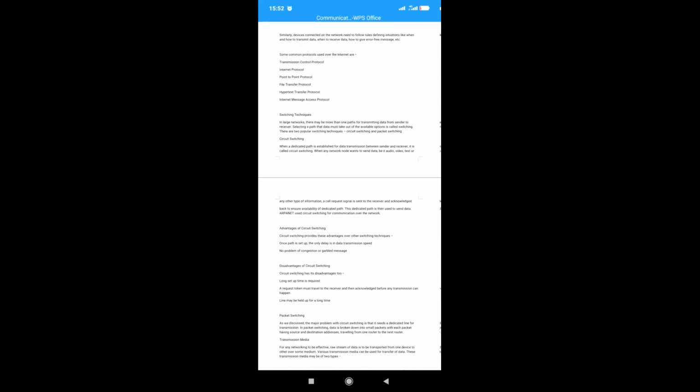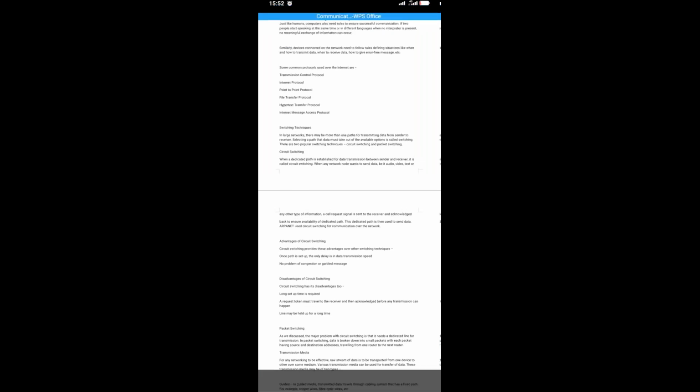This dedicated path is then used to send data. ARPANET uses what is called circuit switching for communication over the network. What are the advantages of circuit switching? Circuit switching provides this advantage over other switching techniques. Once a path is set up, the only delay is the transmission speed.